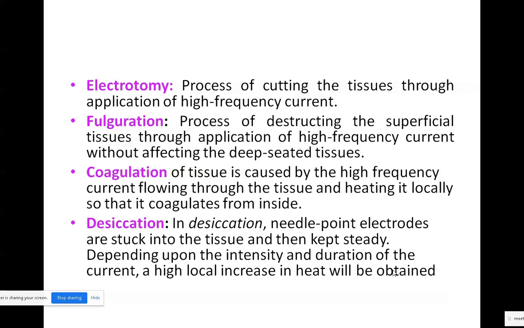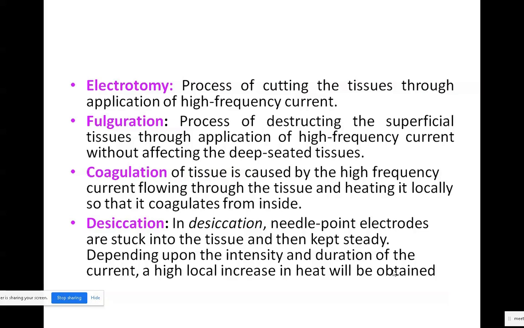Okay. Fulguration. Fulguration is a process which destroys the unwanted tissue. So unwanted tissue will be removed or destroyed by using this process. That process is called fulguration. On cutting that tissue, the remaining tissue will not be affected. So the particularly affected tissue alone will be removed from the body.